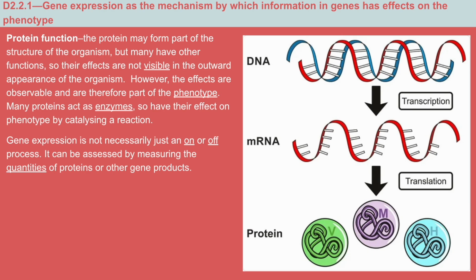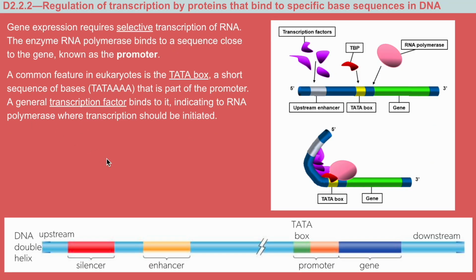Now, gene expression is not necessarily just an on or off process. It also can be assessed by measuring the quantities of proteins or other gene products. All right, so let's talk about some ways that we use regulation of transcription by proteins that bind to specific base sequences in DNA. Okay, so we're going to have selective transcription of that RNA.